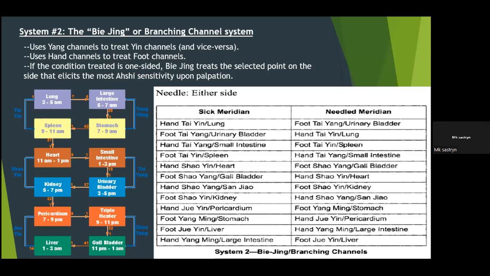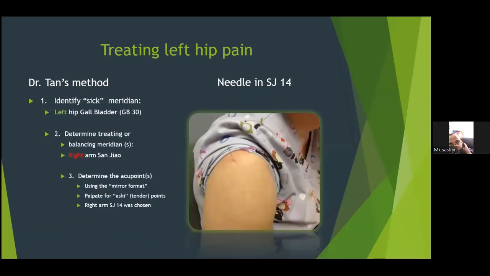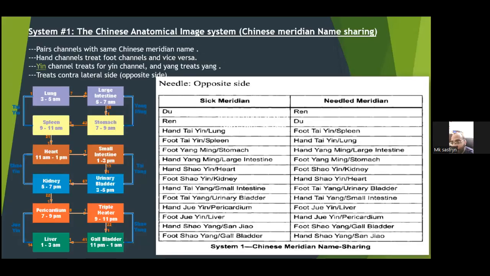So, you have to just memorize one thing. Go to the previous slide. You have to find which meridian is having a pain.